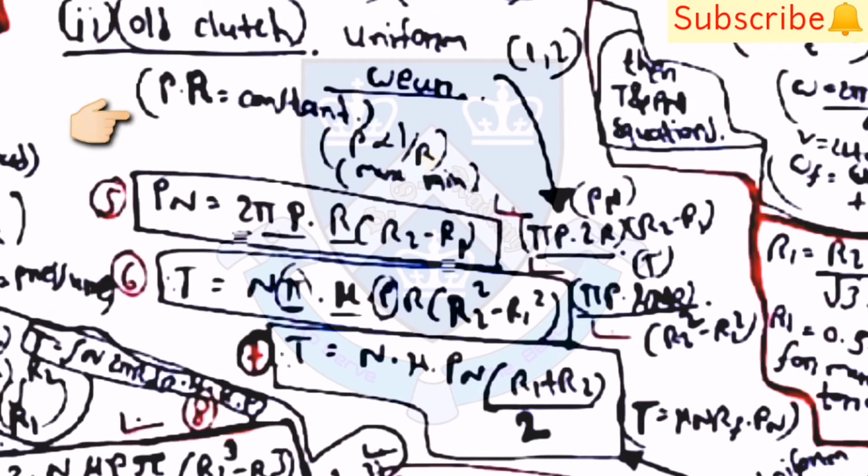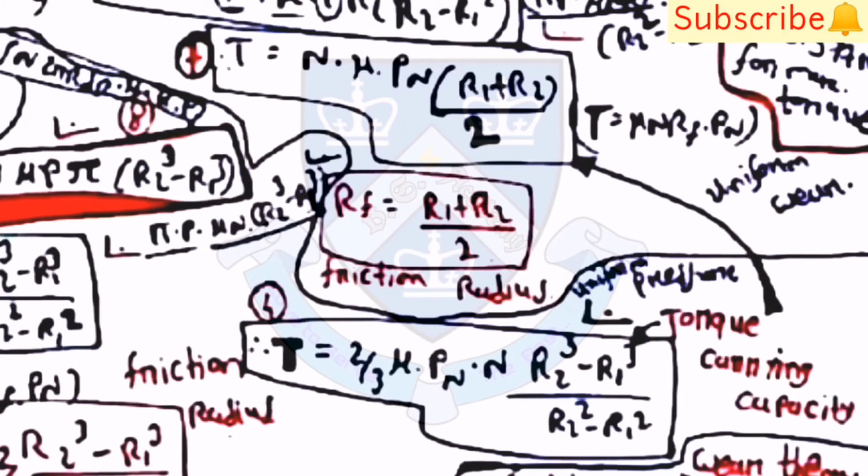Now for the old clutch, Pn is equal to 2 pi into P into R into (R2 minus R1), and T is equal to N into pi into mu into P into R into (R2 square minus R1 square). Then T is equal to N into mu into Pn into (R1 plus R2) by 2, and Rf for the uniform wear type is equal to (R1 plus R2) by 2. Then T is equal to 2 by 3 into mu into Pn into N into (R2 cube minus R1 cube) upon (R2 square minus R1 square).